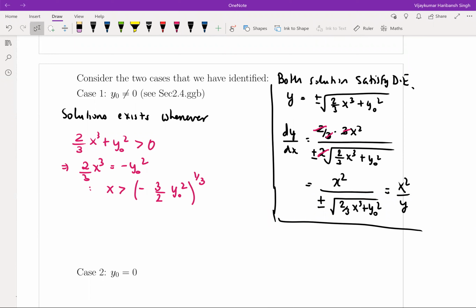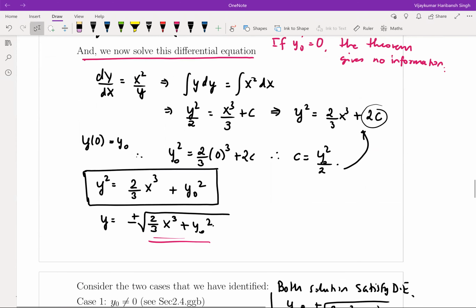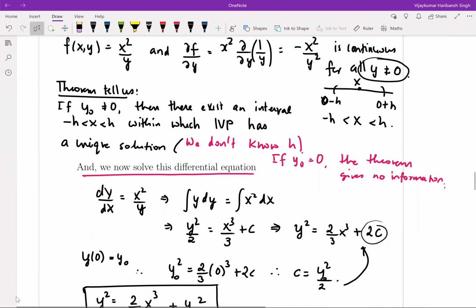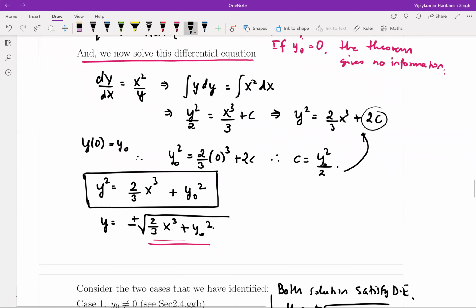Now, what about the uniqueness part? We saw that there are two solutions, right? So is the solution unique? If it is, by our theorem, it should be unique in some interval containing x equals 0. For that, notice the following.